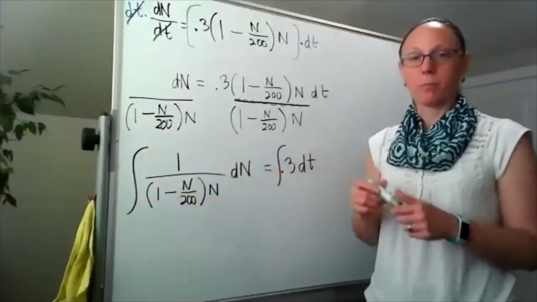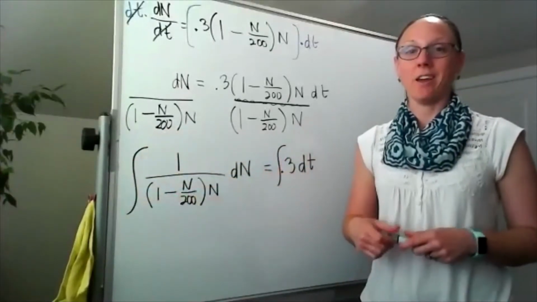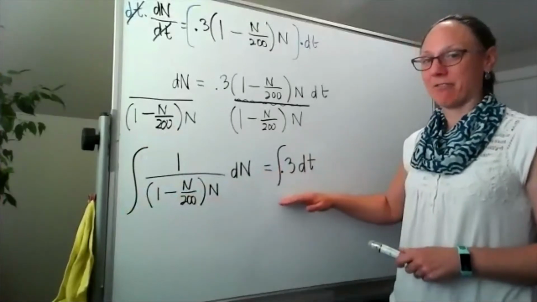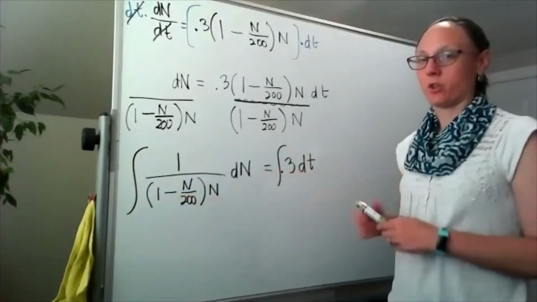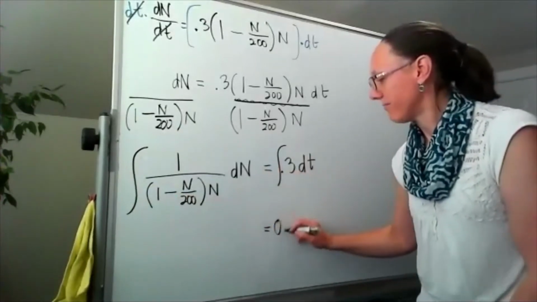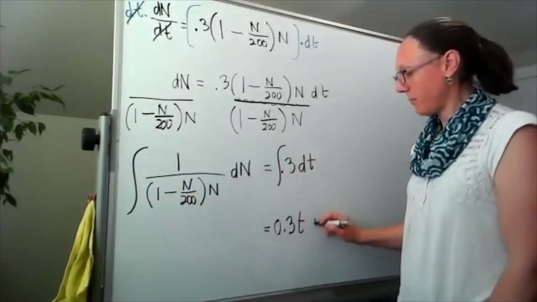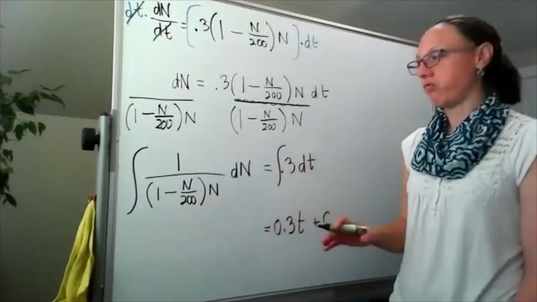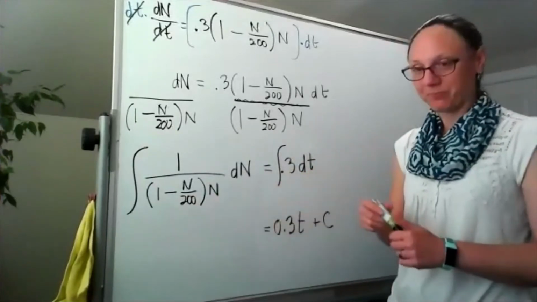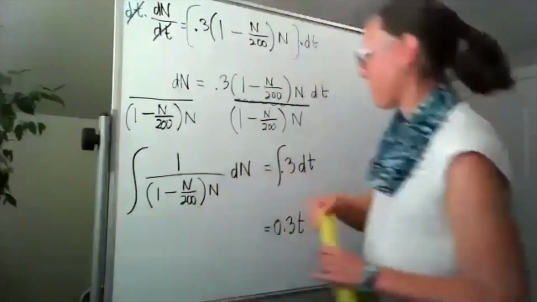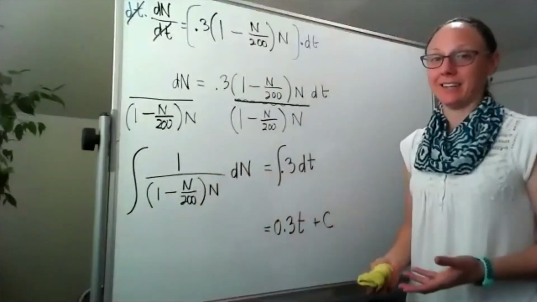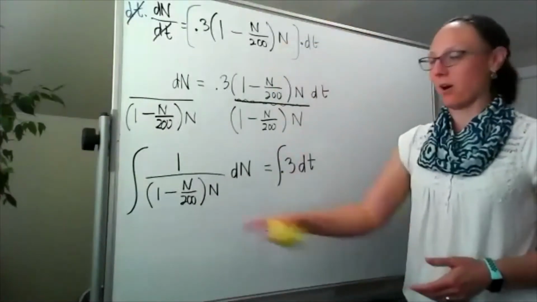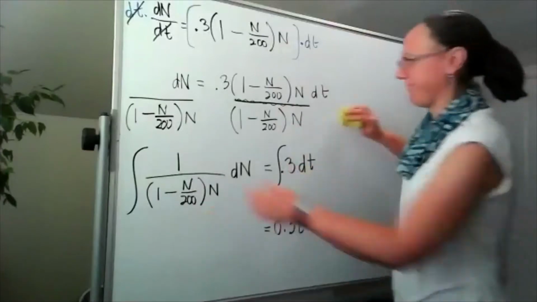It may not be pretty, but both sides of this equation are now things that we have the tools to integrate. I'm going to do the easy side first. If I integrate 0.3 dt, I'm going to get 0.3t plus a constant. To integrate this side, we got some work ahead of us. And I really need every bit of my board space back, so I'm going to have to erase this top part so that I can just work on this integral.